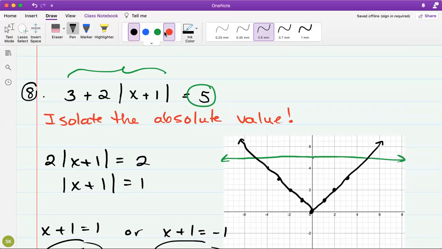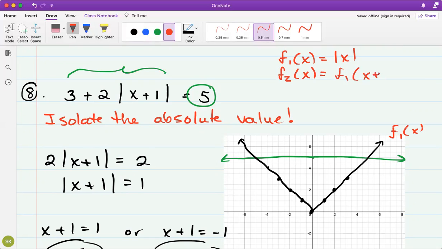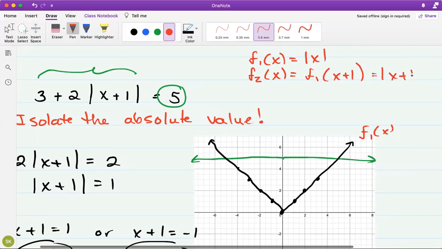So let me break this into pieces. The first thing I would do is, if I define a function, absolute value, which is right here, I would define a new function where I plug in x plus 1 into the absolute value. And that corresponds to moving this graph over 1.